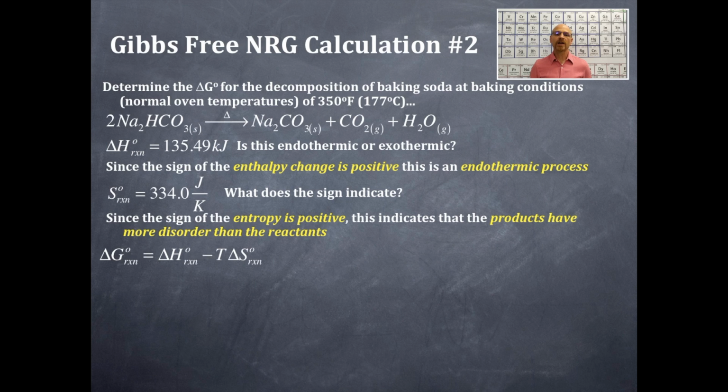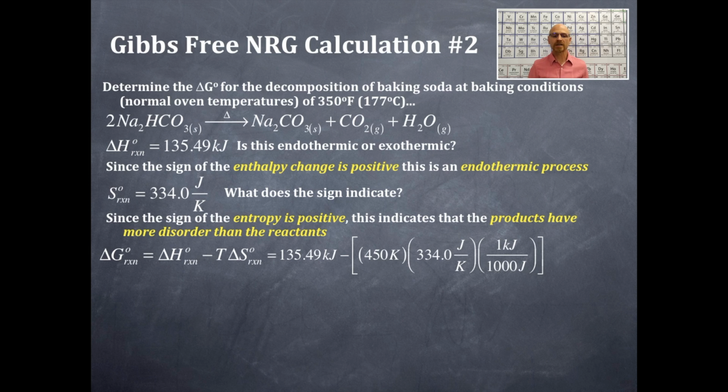So we're going to plug these values in with our new temperature. So we're going to take our 177 degrees Celsius plus 273.15, and we're going to come up with our Kelvin temperature. And then we're going to plug in our enthalpy, our entropy terms. We're going to make sure that the units cancel out, and we're going to convert our entropy term, that's the delta S, into kilojoules.